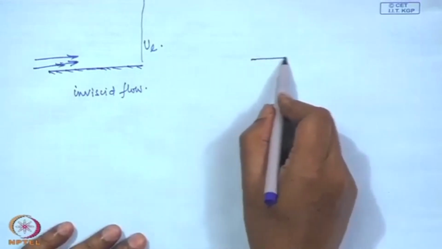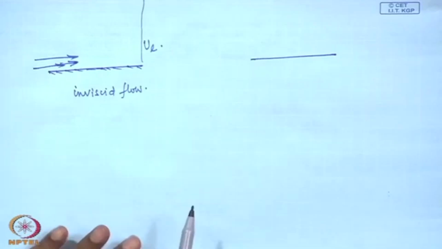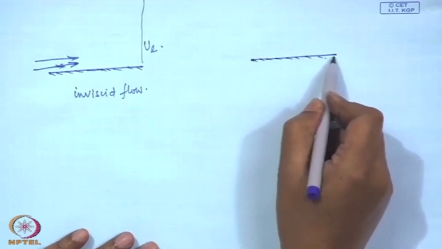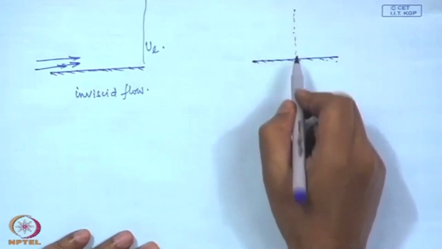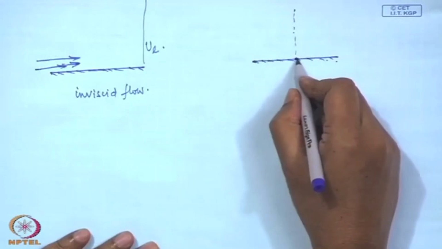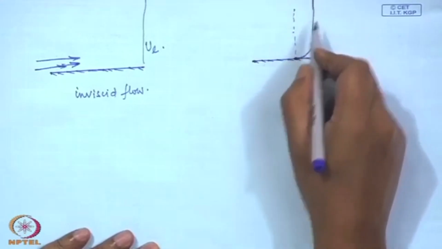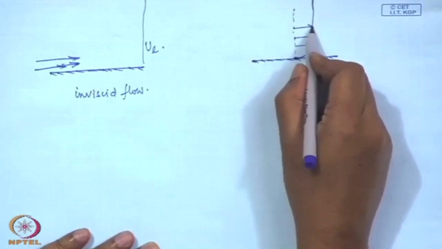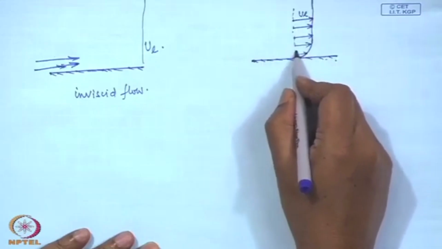In our viscous flow, the velocity is 0 on the wall and then increasing gradually. Up to a certain distance the velocity has decreased, and then it has increased and remained constant. Okay. But in this part the velocity is smaller.